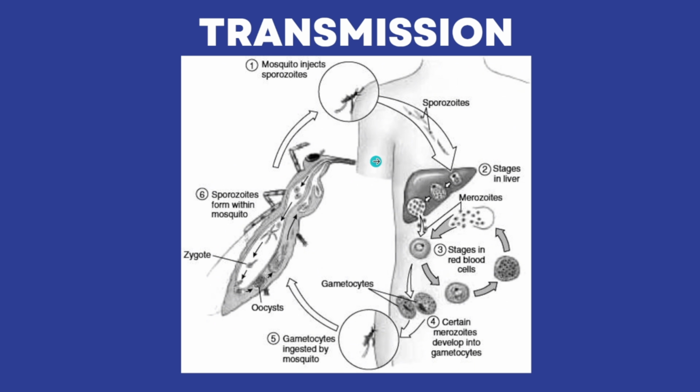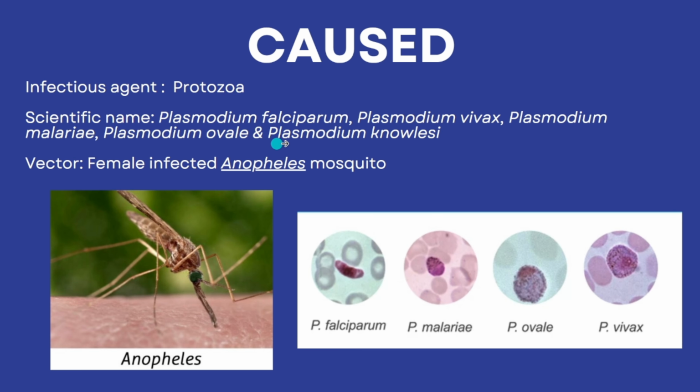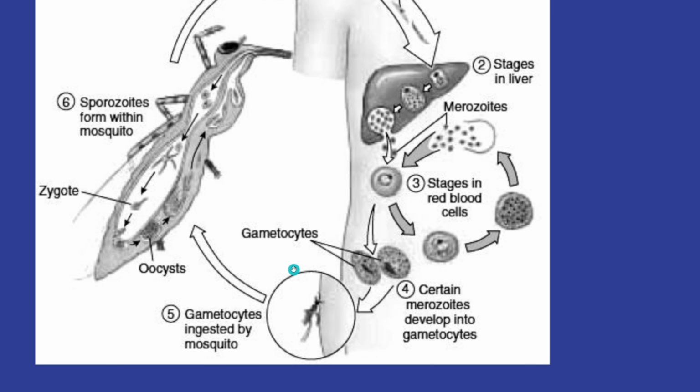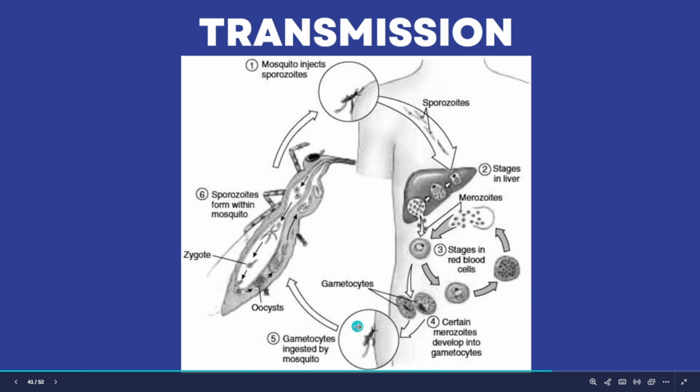So this is the Plasmodium cycle. First of all, the mosquito becomes infected with Plasmodium when it bites an infected person and takes the blood from the infected person into its gut.